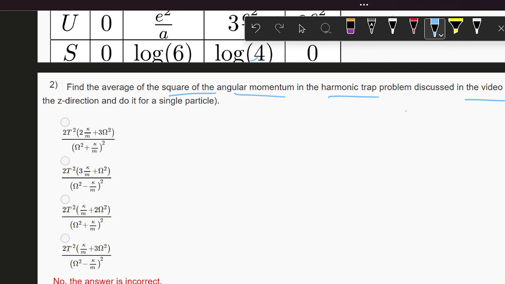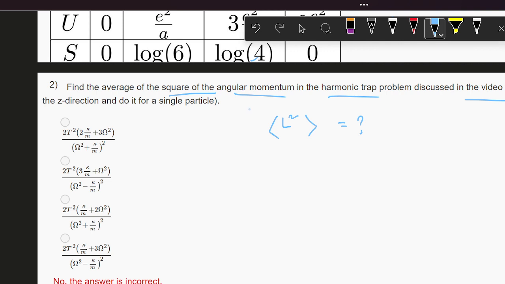And it is asked that in case of that harmonic trap problem, if you have an angular momentum for the system, let's say L, you just have to take the square of the angular momentum, that is L squared, and find out the average of L squared. So this is precisely the question you have been asked and which you need to answer. And here omega, which is nothing but your rotational velocity, has a direction along the z direction. And also it is said to do it for a single particle.